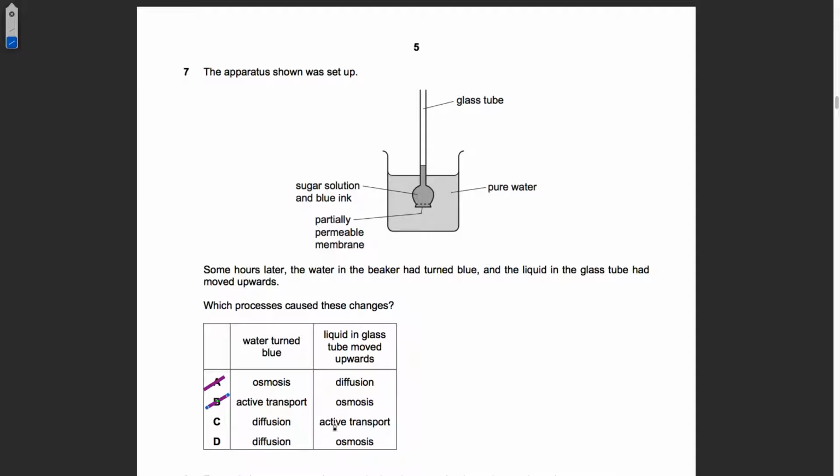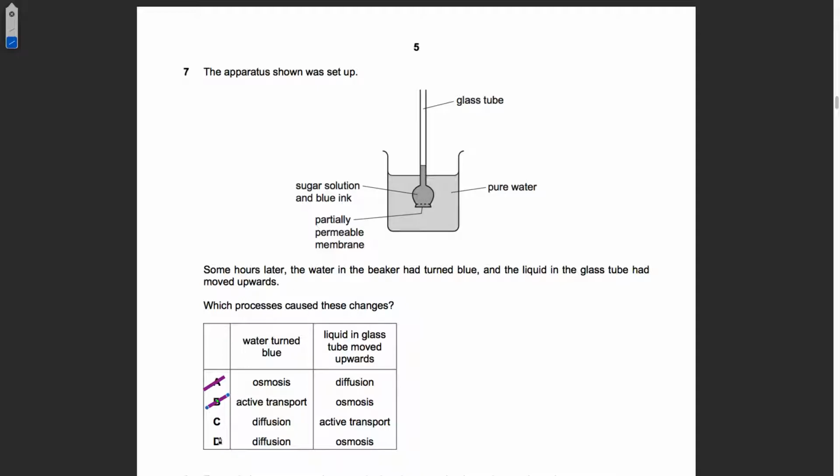Now we're looking at what's happened to move the level, if you like, upwards, is that water has moved in from the pure water to the sugar solution. So they're trying to confuse you because there's two different things going on here. So the second part of the table is that water's moved in and it's gone from where it's at a higher water potential, where there's no solute, there's no sugar, to where there's a lower water potential due to the sugar being present in the water. And the movement of water molecules from high to low water potential, of course, is osmosis.